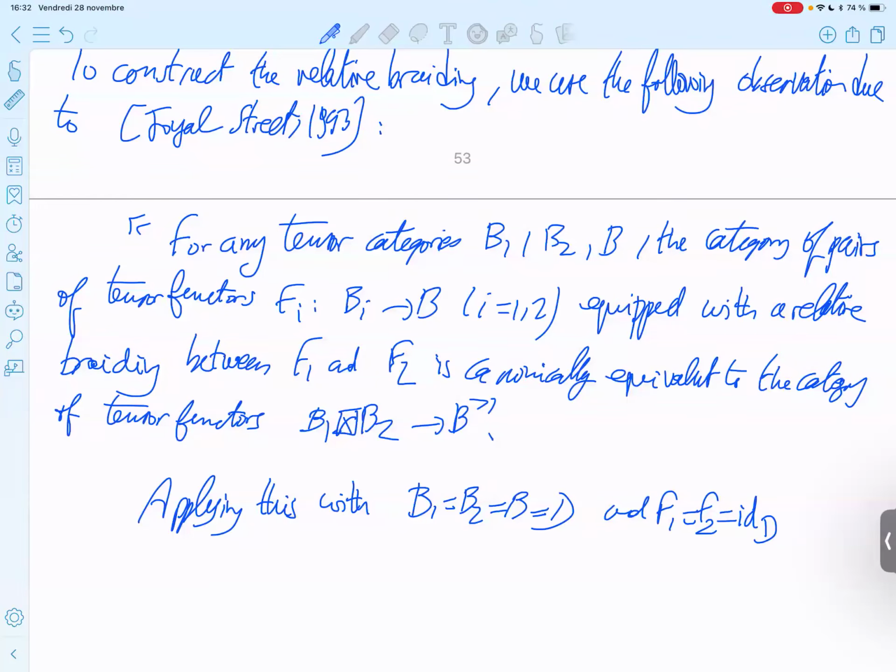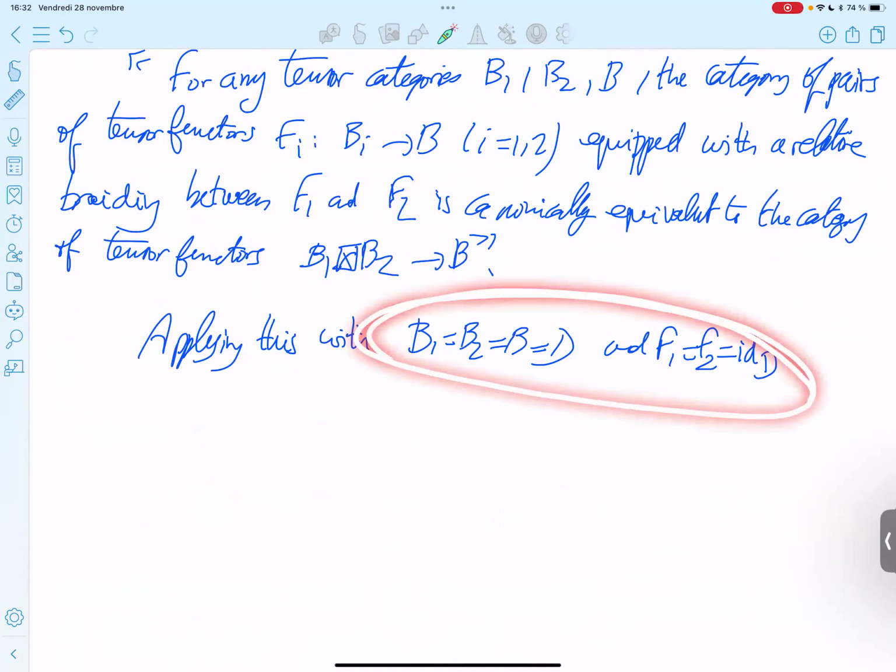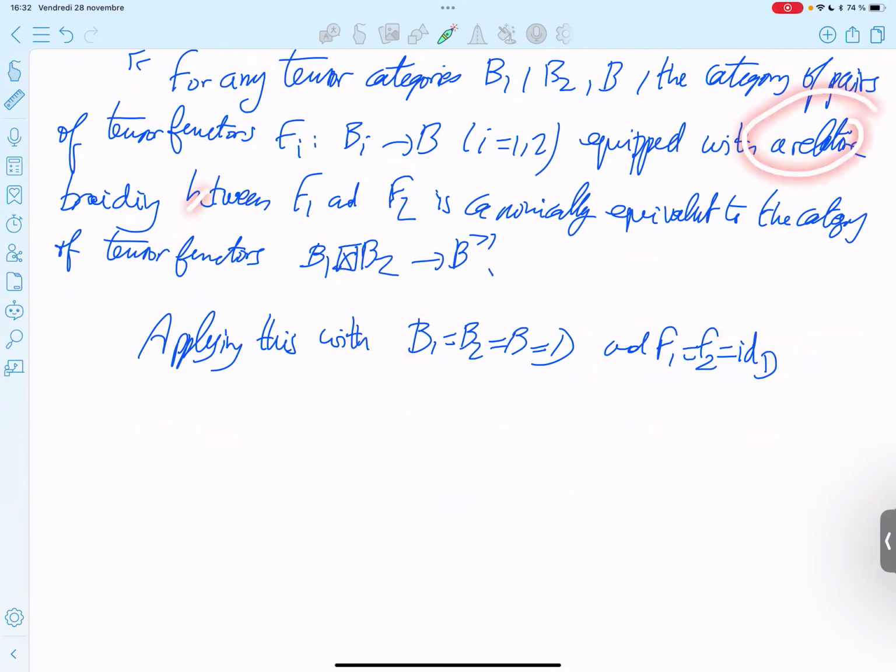To get a braiding on D, you see that the braiding. Okay, so then you can use the braiding structure on D, because D is braided here. And if you apply that, then the relative braiding, under this assumption, is exactly the braiding on D.